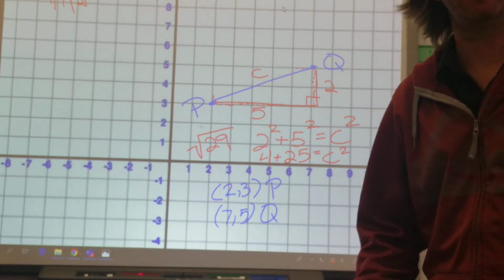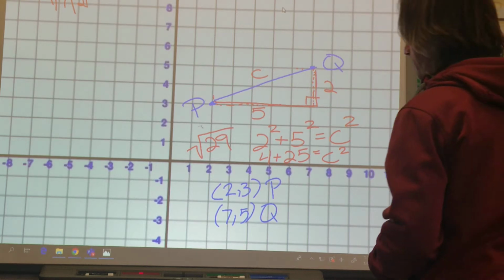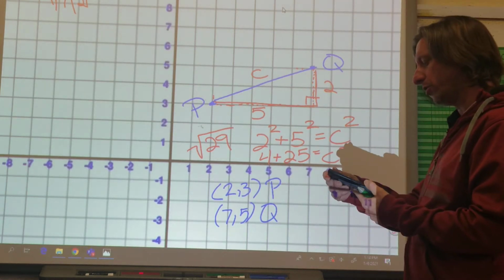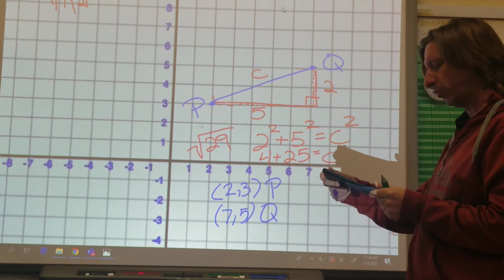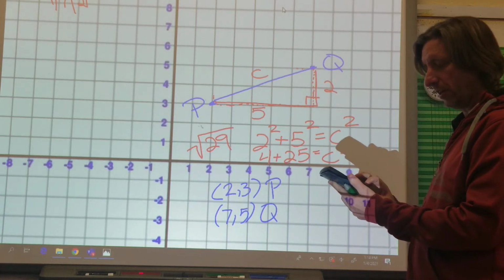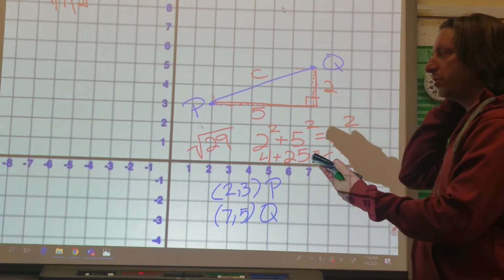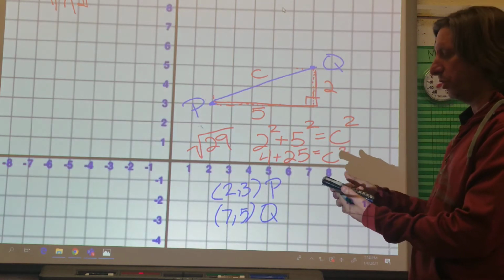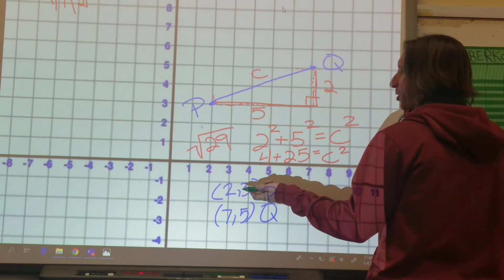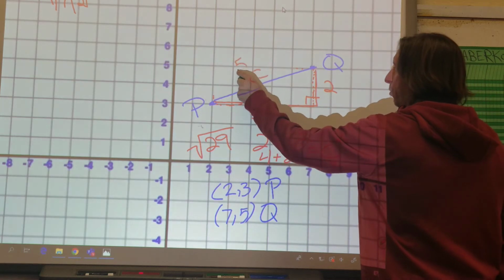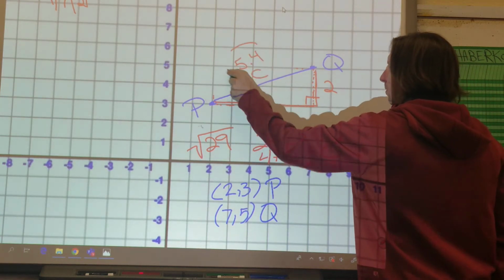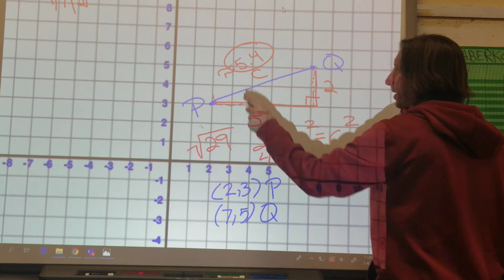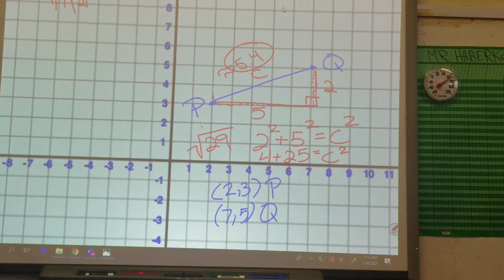Use our handy dandy calculator, use your phone, Google it. Ask Siri, what's the square root of 29? Do whatever you need to do to figure out what the square root of 29 is. But I would just use a calculator. All your phones can do it. You just type in what's the square root of 29 and it'll tell you. So this is 5.38. I'm going to round that to 5.4. It's approximately, right? Not a regular equal sign. So that's about 5.4 units long.